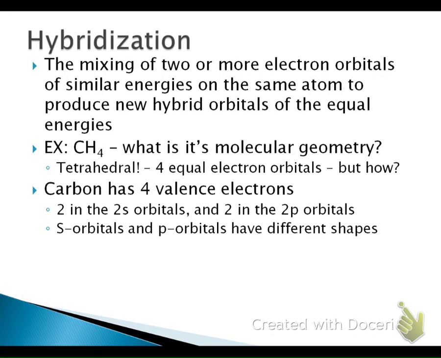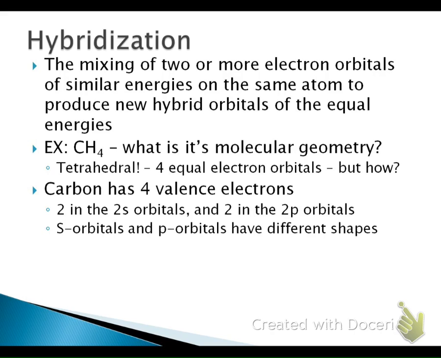Okay, this is just a reminder, s orbitals and p orbitals have different shapes. Do you remember the shape of an s orbital? Sphere. Yeah, it's spherical. S for spherical. What's a p orbital shape like? Like a dumbbell. Okay, a dumbbell or an hourglass. That's what a p orbital looks like.